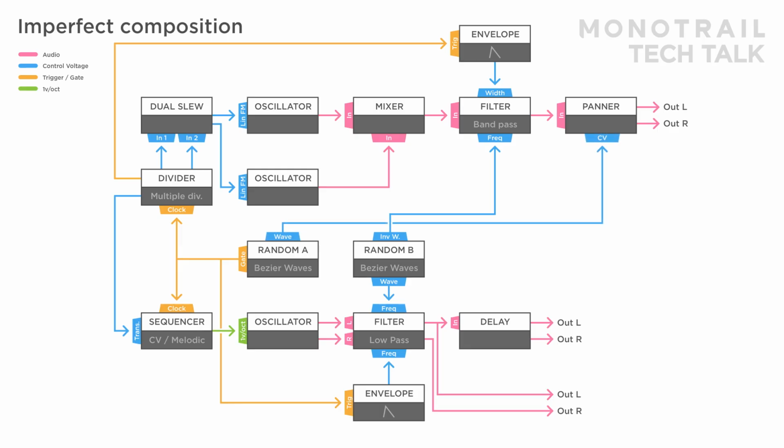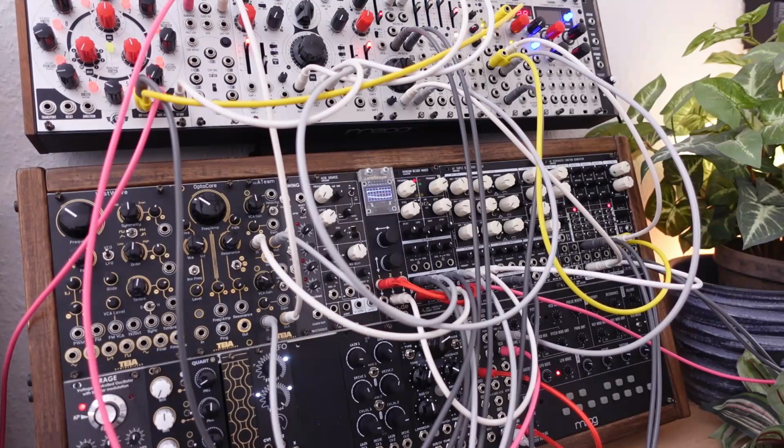Wave A is modulating the panner, the average wave is modulating the wave shape of the stereo voice, gate B is used to control the range of the sequencer, and finally the inverted average wave is used to bring some motion to the delay time.